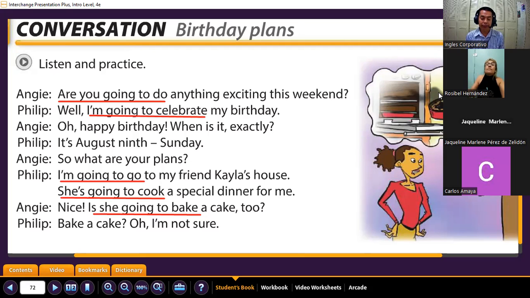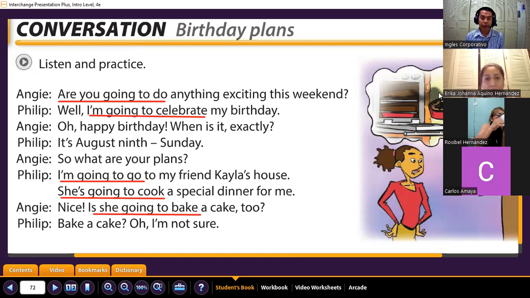One, two, three. Are you going to do anything exciting this weekend? Well, I'm going to celebrate my birthday. Oh, happy birthday. When is it exactly? It's February 15th, Wednesday. So, what are your plans? I'm going to go to my friend Skyla's house. She's going to cook a special dinner for me. Carlos, say your original plans. You're going to Café de Don Pedro, right? Okay, continue. Nice. Is she going to bake a cake too? Bake a cake? Oh, I'm not sure.